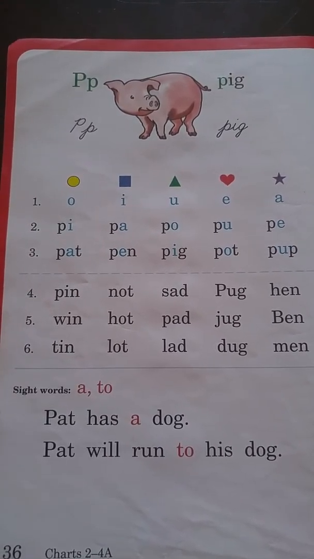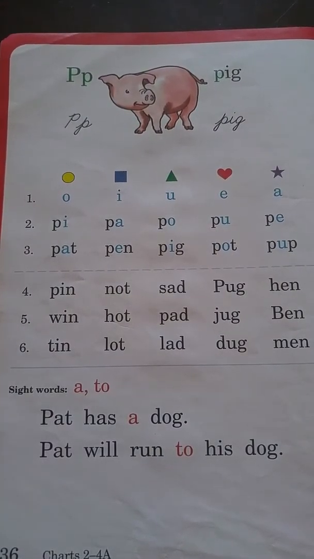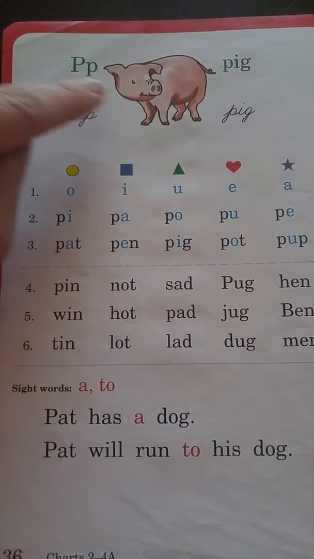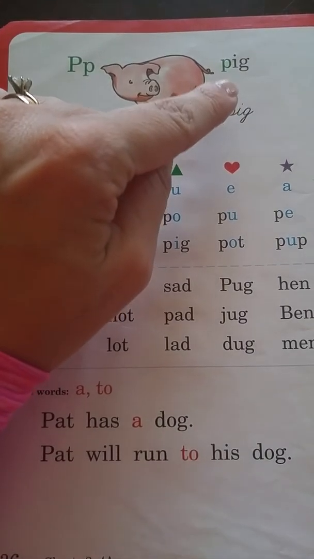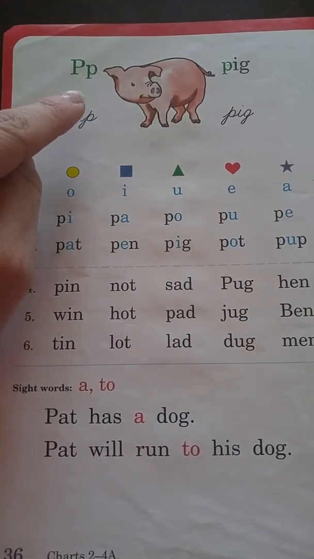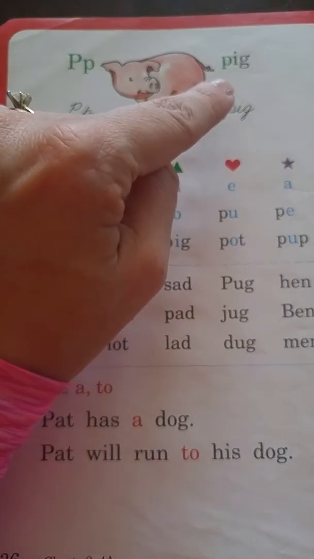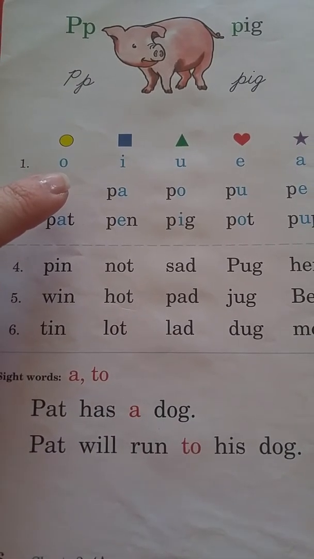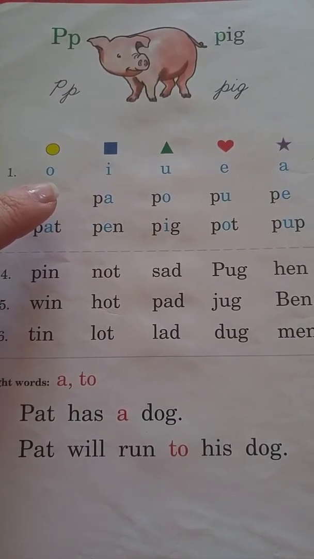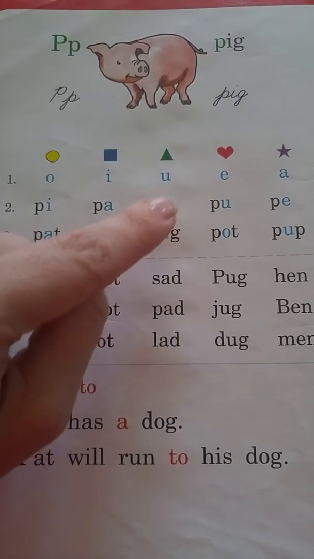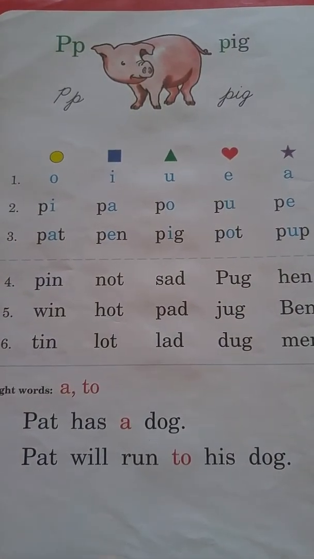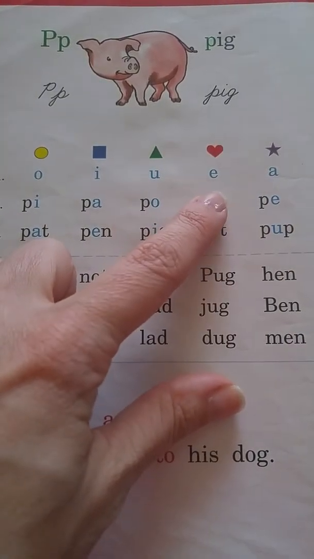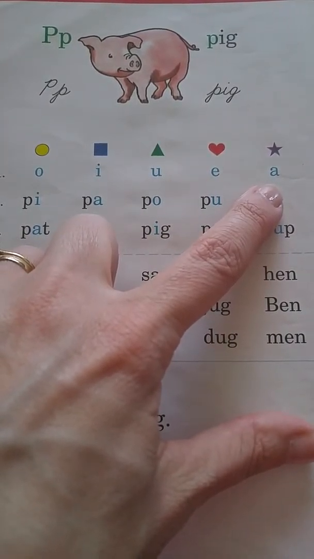Now we're going to do the consonant P. The consonant P. P says p as in pig. Again, we're doing the same thing. We have our vowels, A, E, I, O, U. They're out of order here: O, I, U, E, A. But the vowel sounds are o, i, u, e, a.